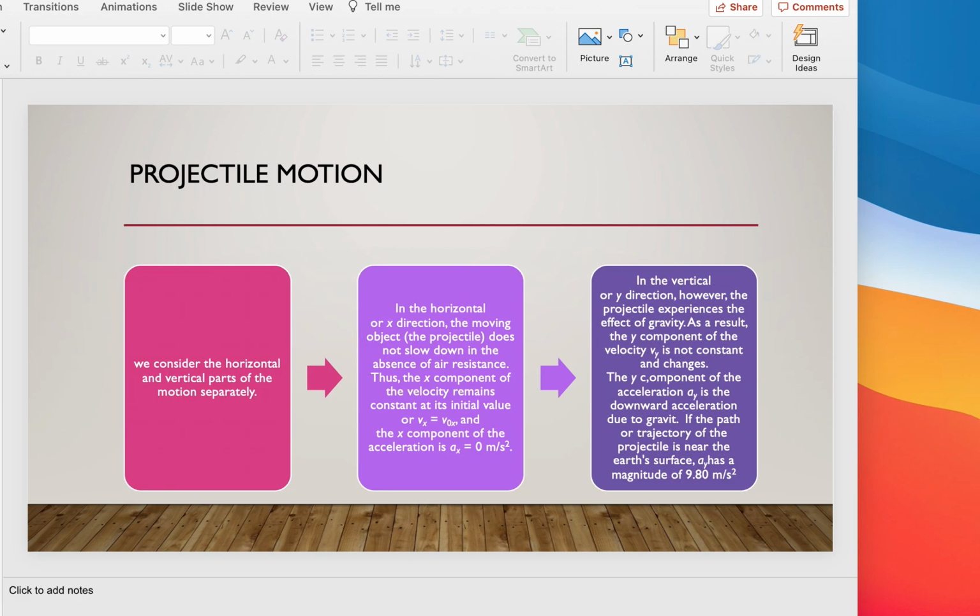In the vertical, however, the projectile experiences the effect of gravity. As a result, the y component of the velocity, Vy, will have an acceleration of 9.80 meters per second squared.